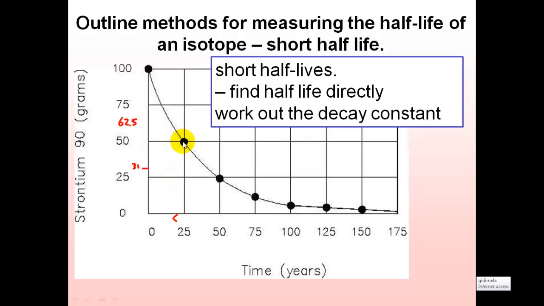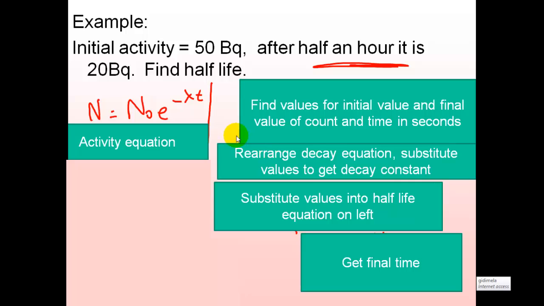Let's go from 50 to half of that, 25. Between 25 and 50 is 25. Half of 25 is 12.5. Between 50 and 75 is 25. So do that directly. For short half-lives, we can find the half-life directly, and then we can work out the decay constant from that. Let's do an example.